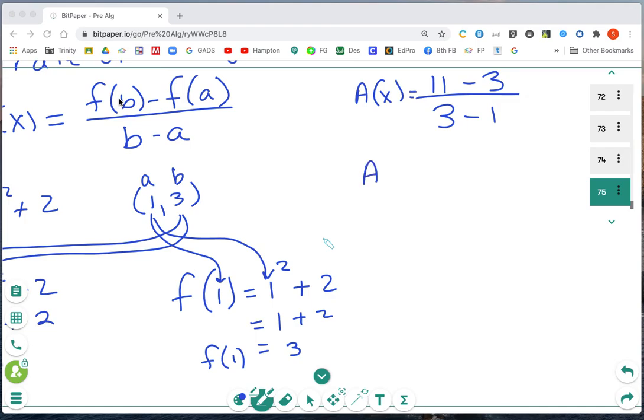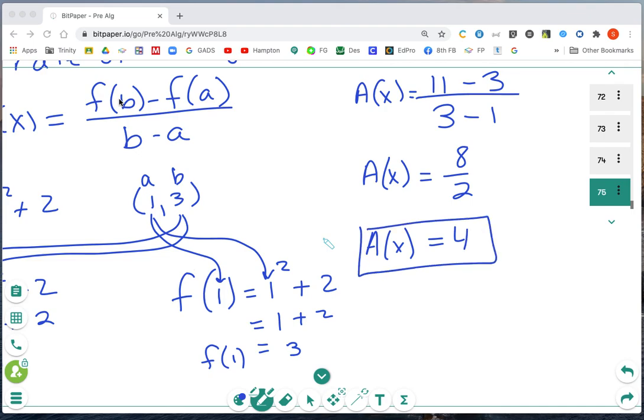So the average rate of change is 8 divided by 2. So the average rate of change is 4. And now you know how to do percent of change and average rate of change.